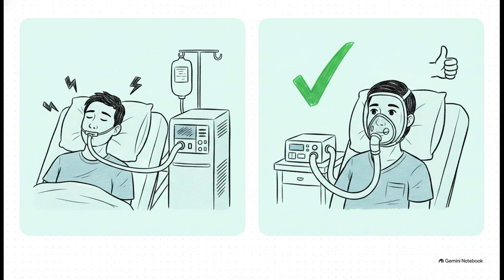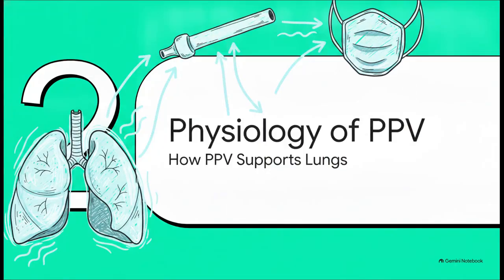On the other hand, you have non-invasive ventilation, or NIV. This relies on delivering positive pressure through an external interface, like a nasal or full-face mask. It's fantastic because it preserves the patient's natural airway and glottic function, but, and this is a huge but, it absolutely requires a conscious, cooperative patient to actually work. So let's dig into the physics of how this actually supports the lungs.